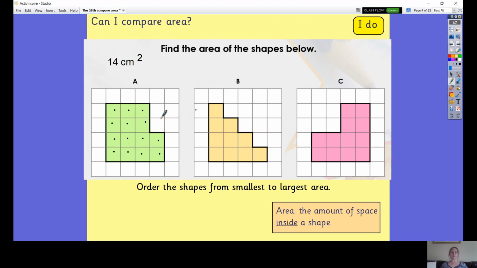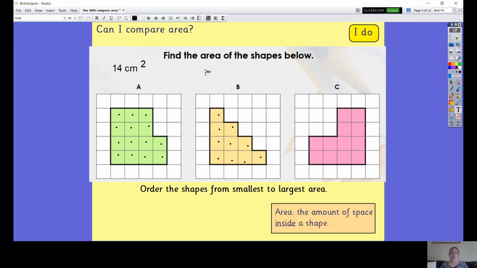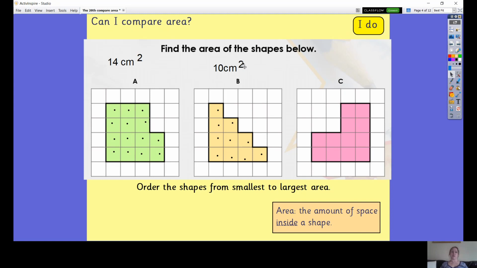Okay, so we've already done this one together. We said that one was 14 centimetre squares. So now we're going to do B. 1, 2, 3, 4, 5, 6, 7, 8, 9, 10. So that one is 10 centimetres. It's not just 10 centimetres. 10 centimetres is a length, isn't it? It's 10 centimetres squared. So what I'm saying is that there are 10 centimetre squares in that shape.